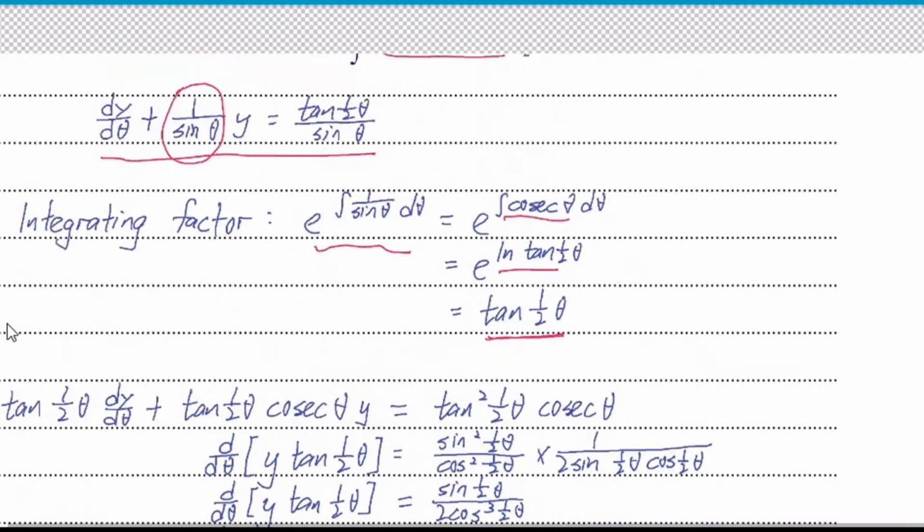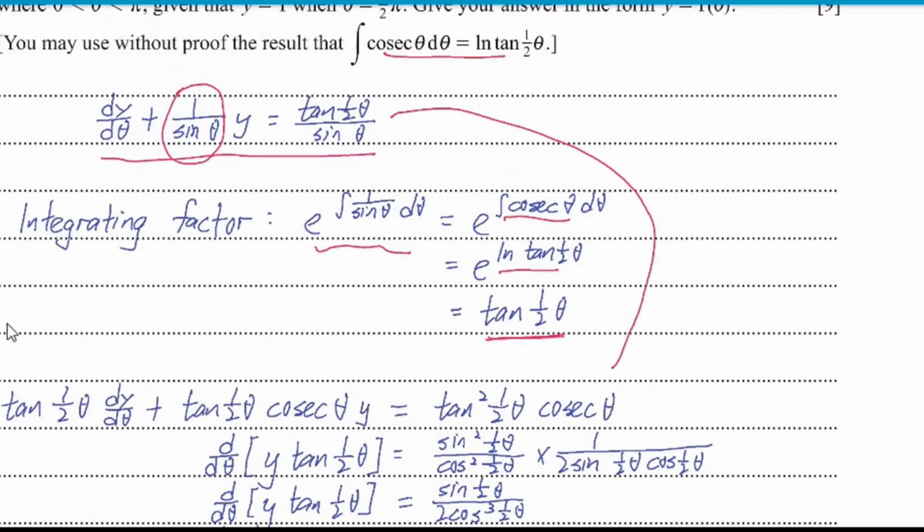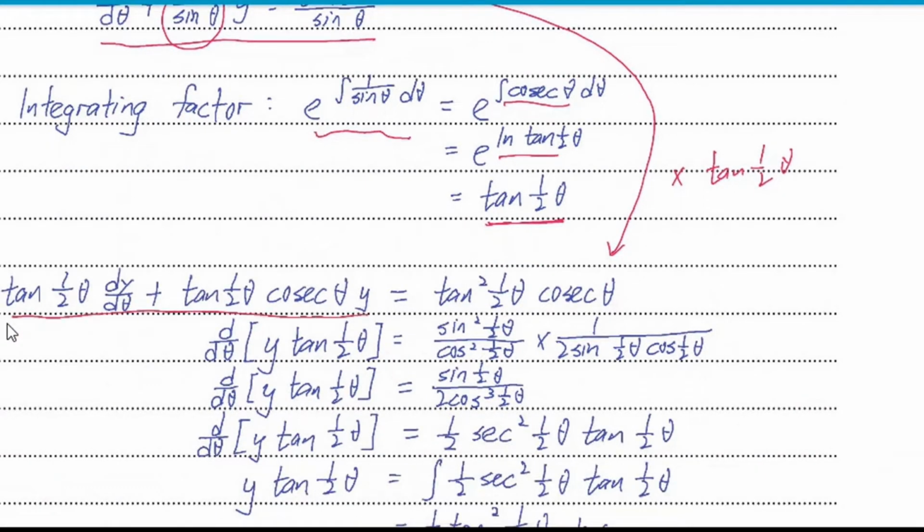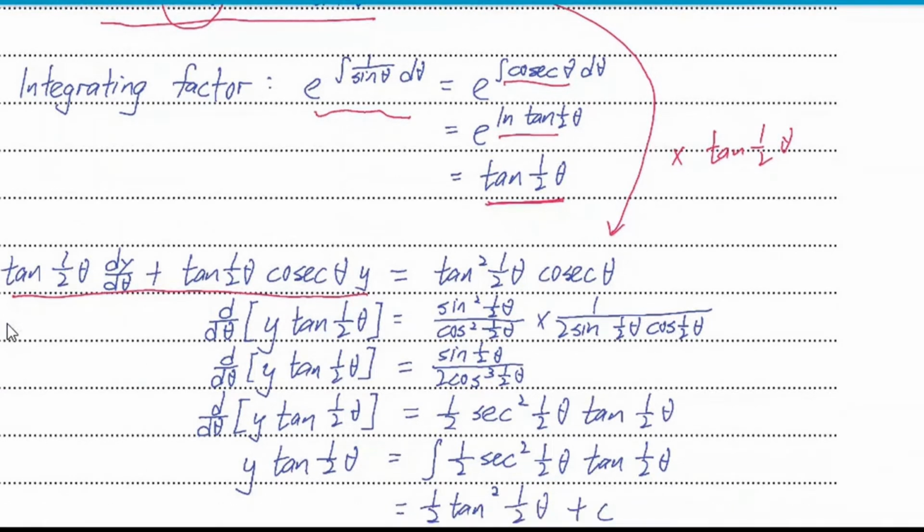Okay, so the equation that we are referring to is this form. The standard form, we got to multiply by tangent half theta for the whole thing there. So we will have something like this. For the left-hand side, it looks very complicated, but it's okay, because later on we will always get d/d theta of y multiplied by the integrating factor. It's always like that, no matter how complicated the left-hand side is.